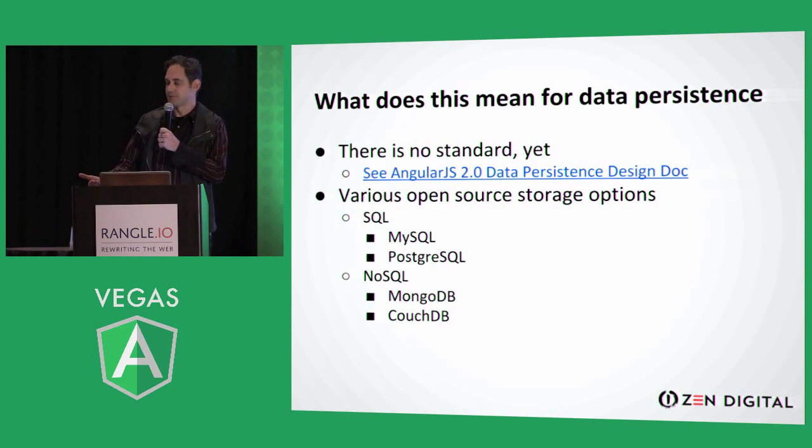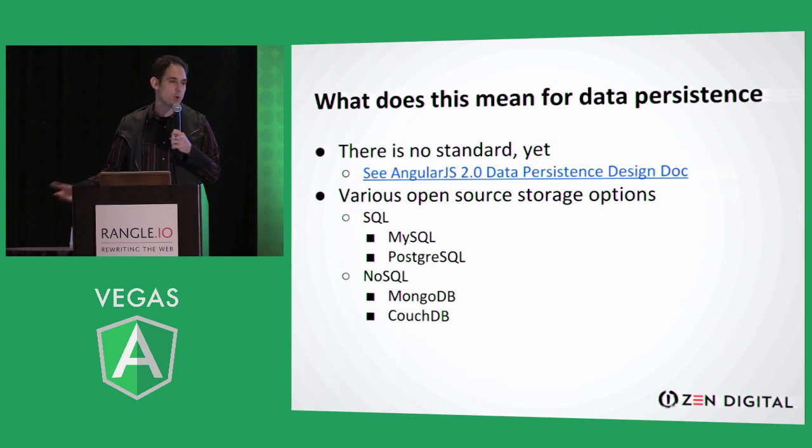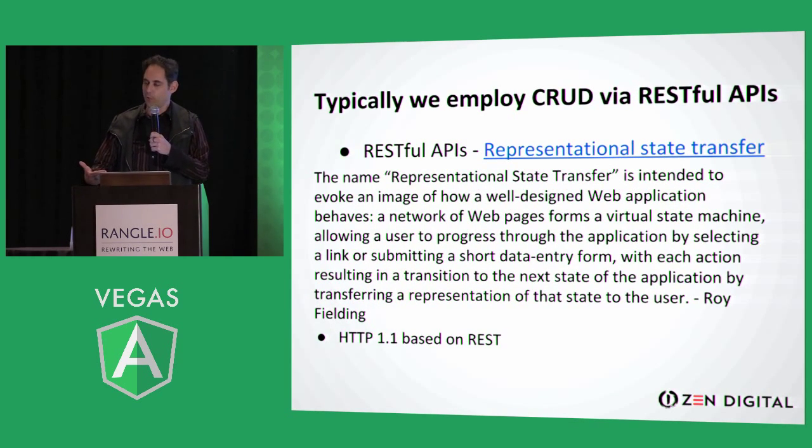So what does this mean for data persistence? There's no standard yet, although there is a design doc for Angular 2.0. There's various open source options. Everybody's probably used SQL, PostgreSQL, MySQL, Mongo, or perhaps Couch. And typically we employ a CRUD, create, read, update, delete sort of model via a RESTful API.